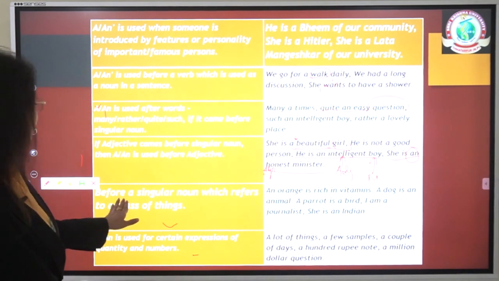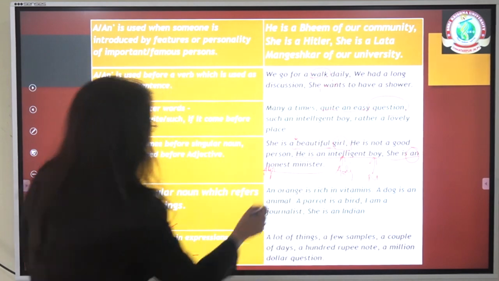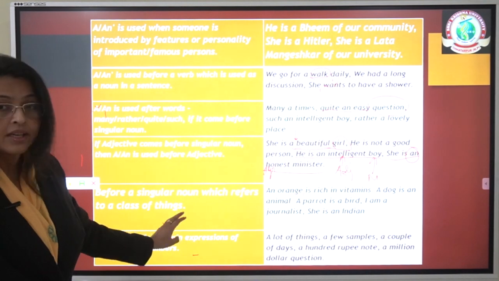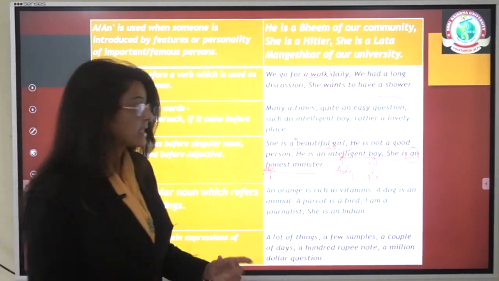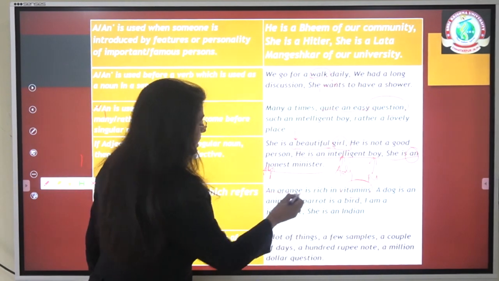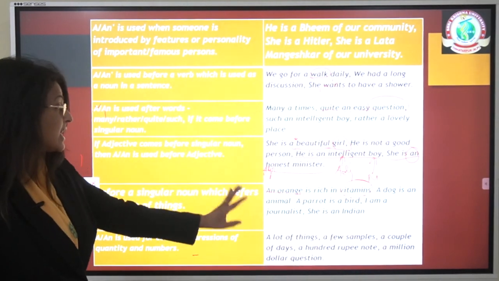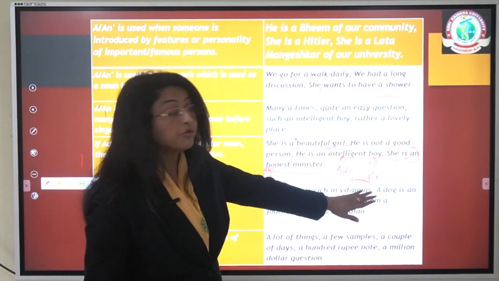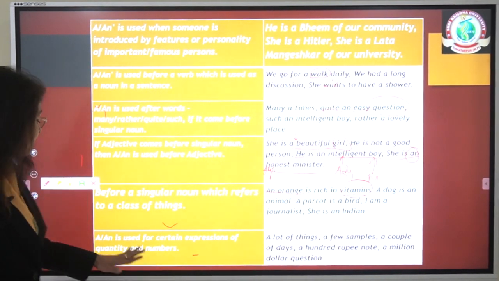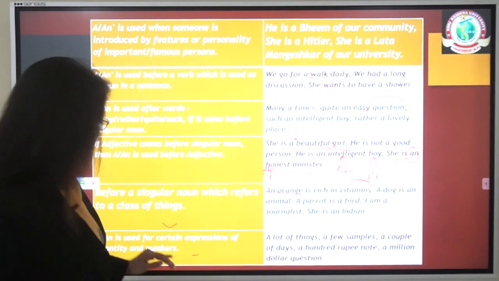Coming on to the next one, before a singular noun. Now singular noun, orange, an orange, which refers to a class of things. So anything which is referring to the class of things here. In a sentence, object, an orange, subject, vitamins, object, that's a class. If an orange is referring to a particular class, then this article will be used. Okay? A or AN depending on the beginning sound of the noun or a subject.